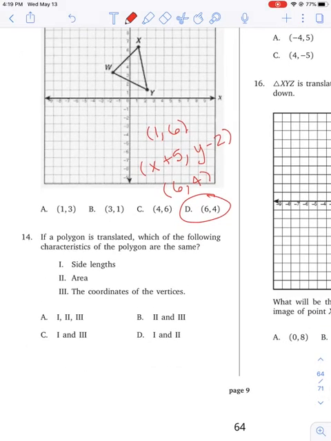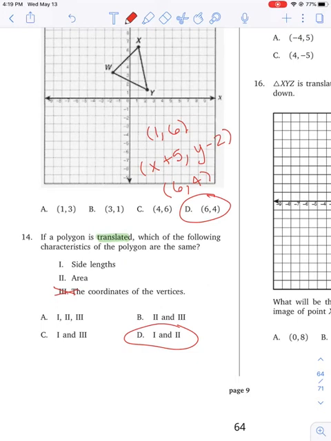Okay, if a polygon is translated, which of the following characteristics of a polygon are the same? So a translation is an isometry, which means it's going to be congruent. Same size, same shape. The coordinates won't stay the same, but the side lengths and the area will because it's a congruent figure. You've just moved it over. The shape and the size don't change. So the exact same shape moved over would have the same lengths and the same area. So 1 and 2. The coordinates will be different though because it's in a different location.